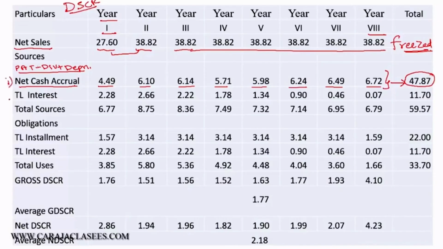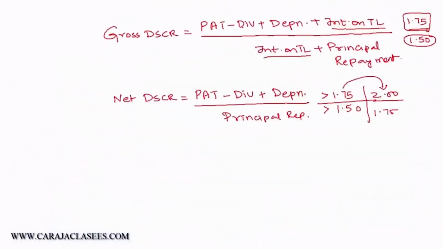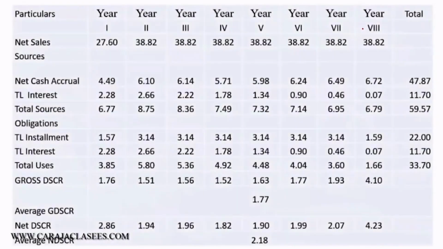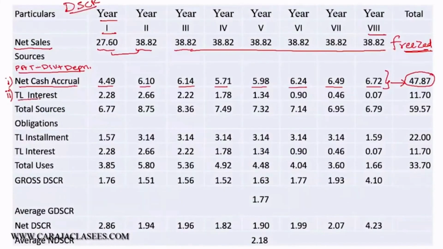With this net cash accrual, term loan interest is now added. If you recollect, here I have said it is PAT minus dividend plus depreciation plus interest on term loan. That interest on term loan is what we are writing separately here. So this is the term loan interest, which is again picked up from CMA.